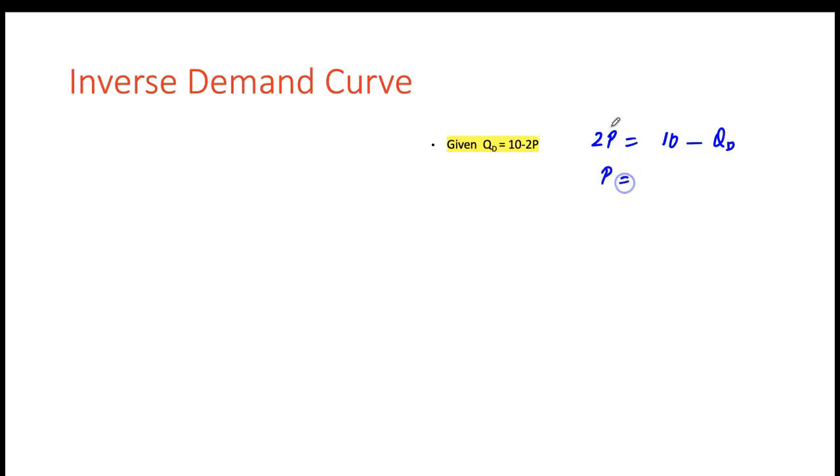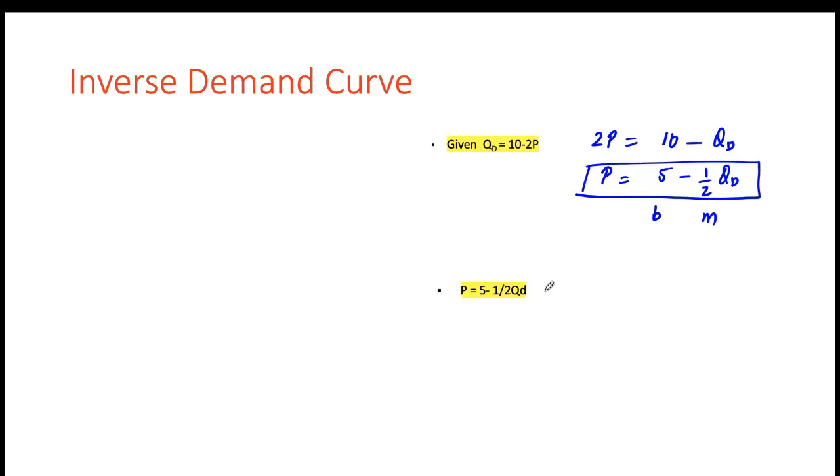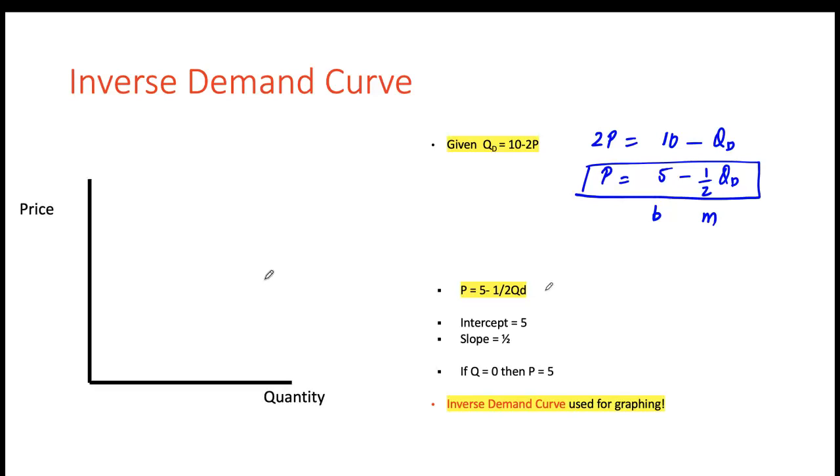And now isolating p or getting rid of this 2, I have 5 minus half QD. So this is in our slope-intercept format again, but this is the inverse demand curve. Now you can see your y-intercept is 5 and your slope is negative half. And we can easily draw this equation on our two-dimensional space, but this time it will be the correct graphical representation for economics. So our inverse demand curve is showing us a vertical intercept of 5, and it is downward sloping with a slope of half, and that gives you your downward sloping demand curve in green.